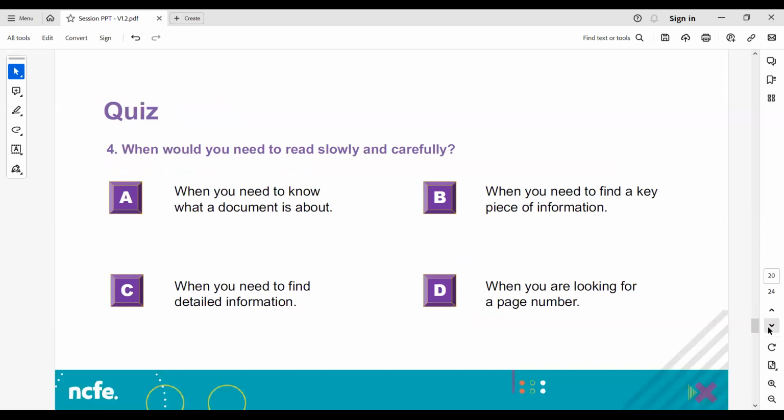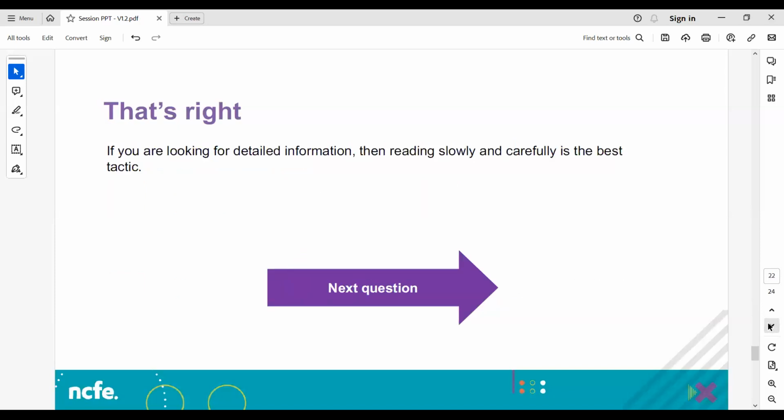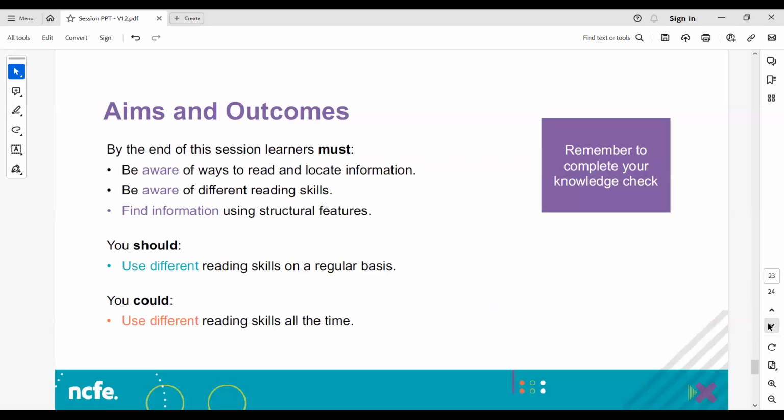When would you need to read slowly and carefully? When you need to find detailed information. Excellent. Good. Okay. So well done, everyone. Some really good contributions today, which is really helpful for everybody. So thank you for that.